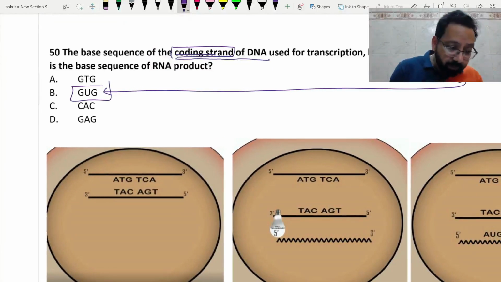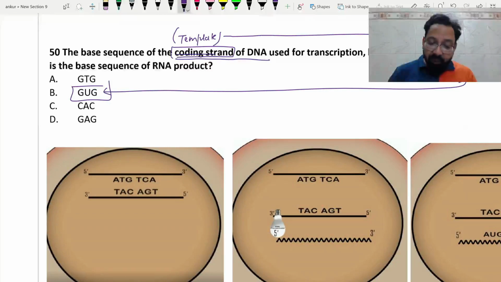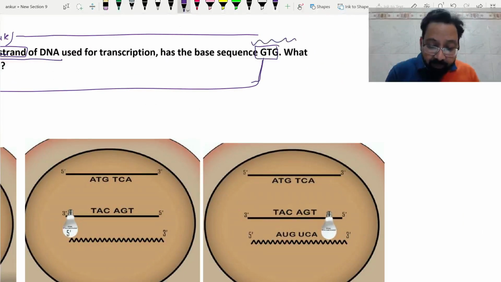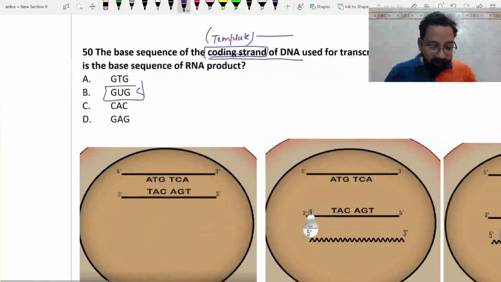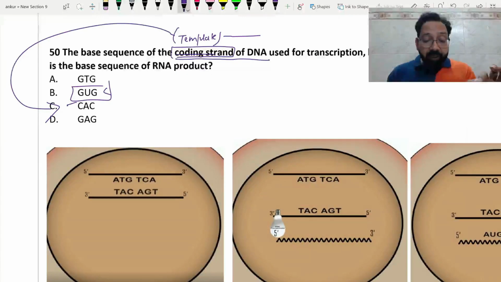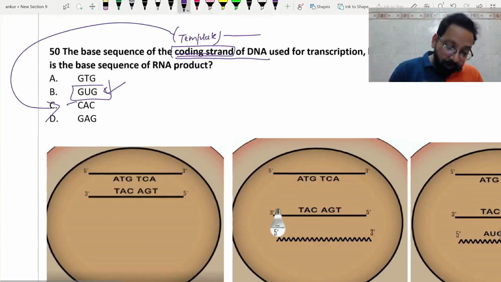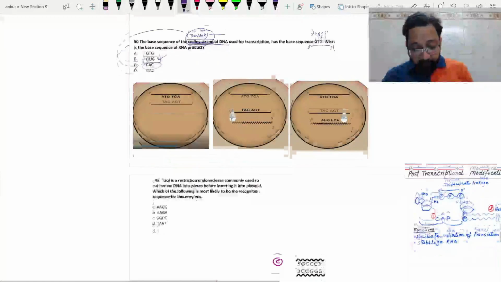But in the same question, if they say this is the template strand, what will be the sequence of messenger RNA? Now it will act as template. This is 5' and this is 3', G to C, T to A, G to C, so CAC. Point it out. If the coding strand is given, the answer is GUG, but if they gave this as the template strand, the answer would be CAC. Got the point?